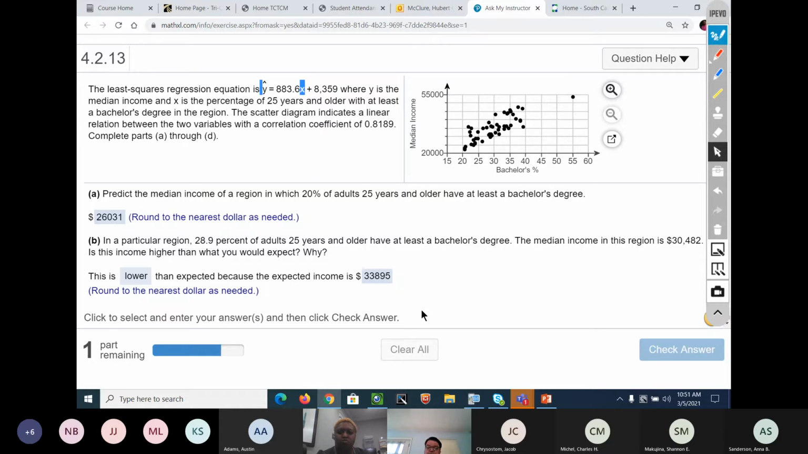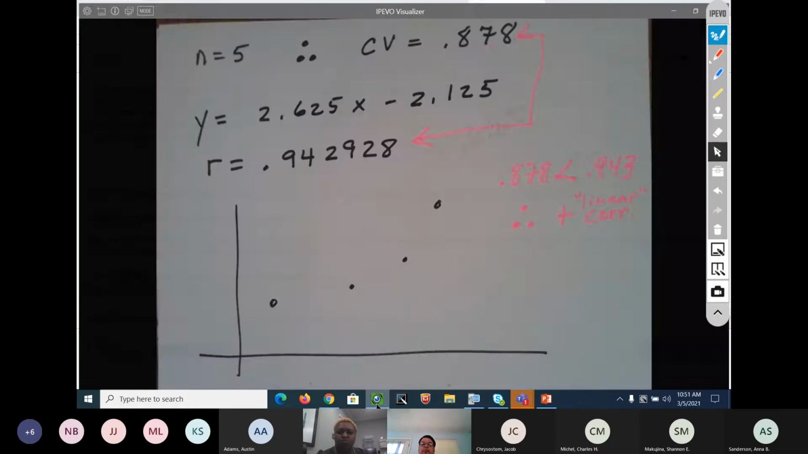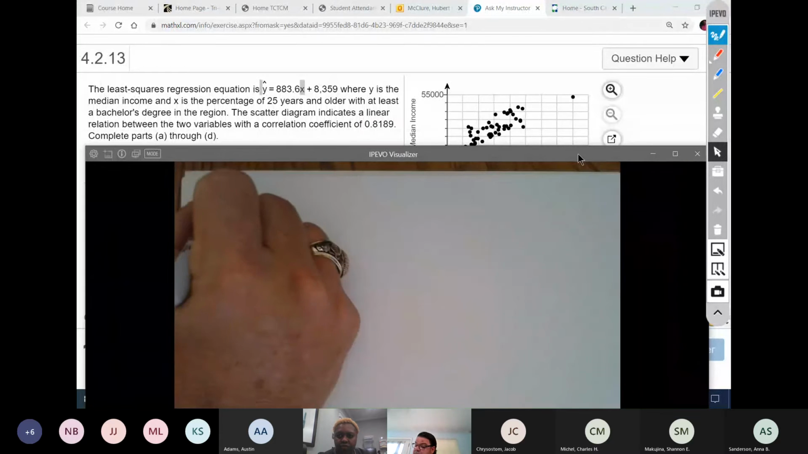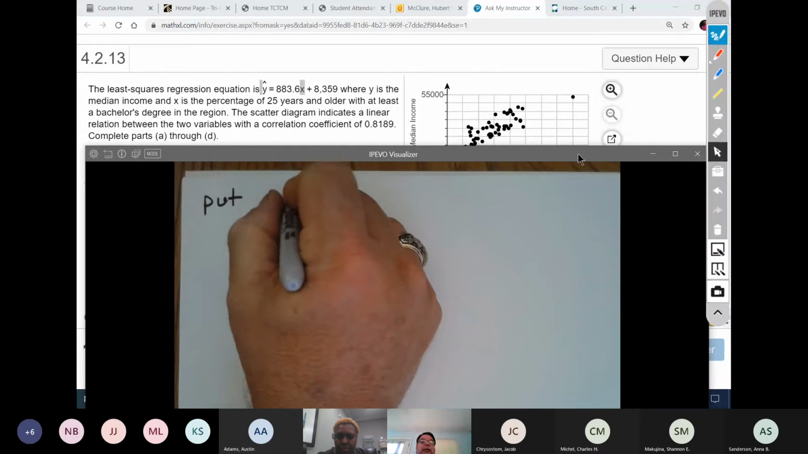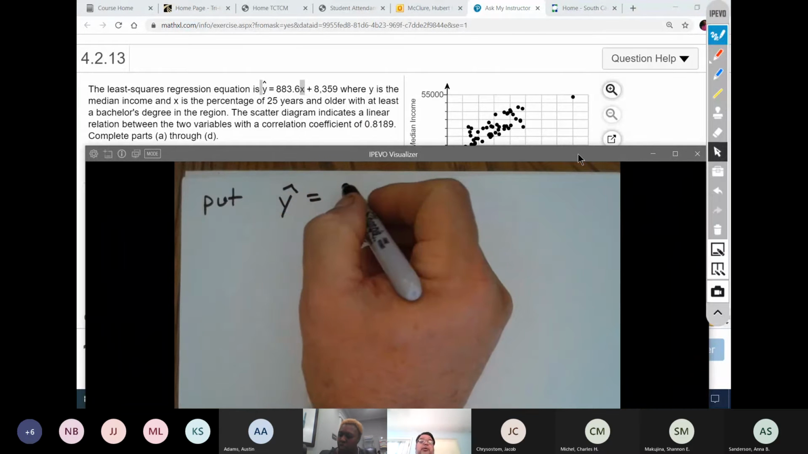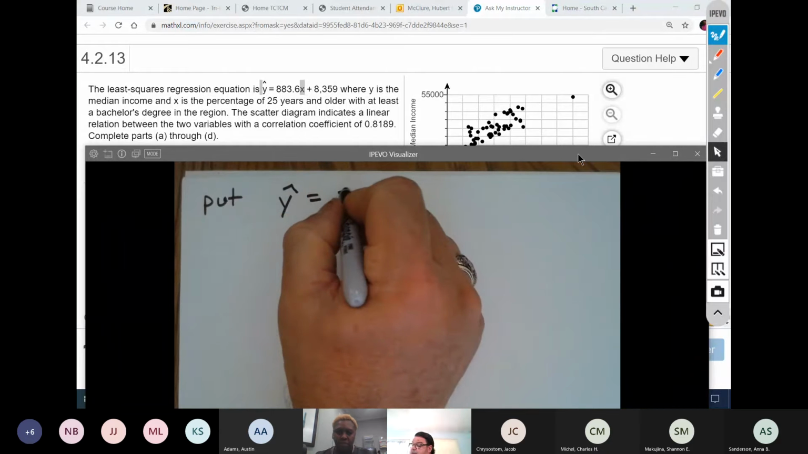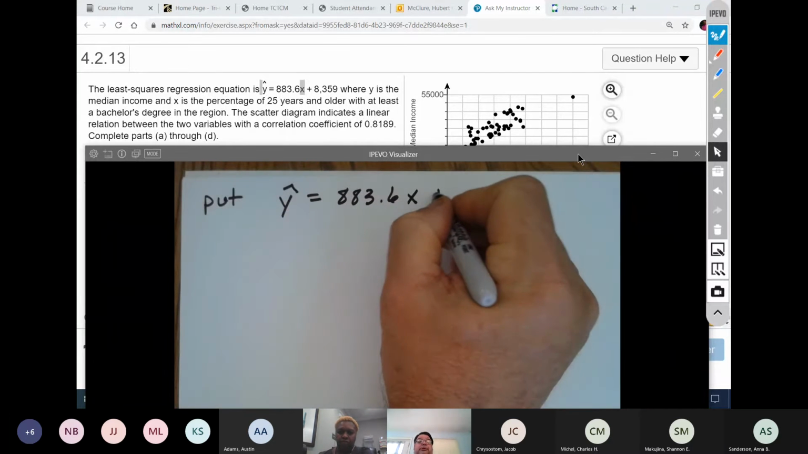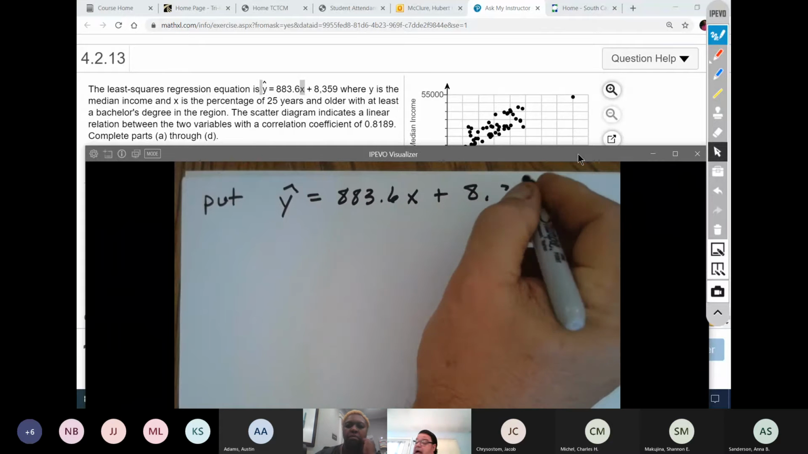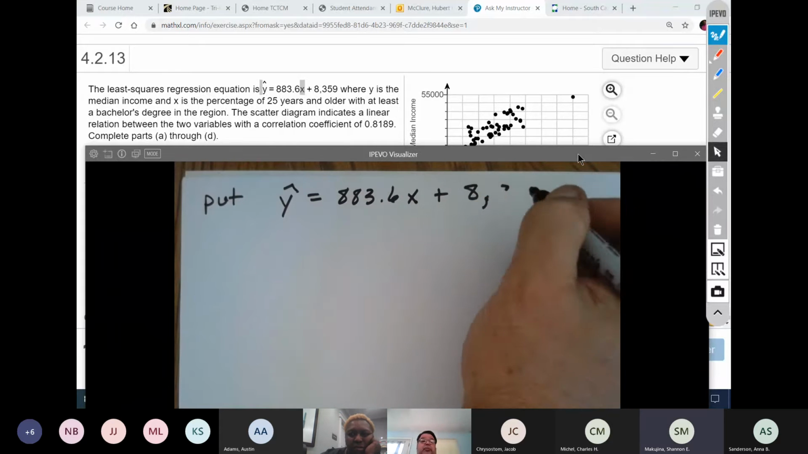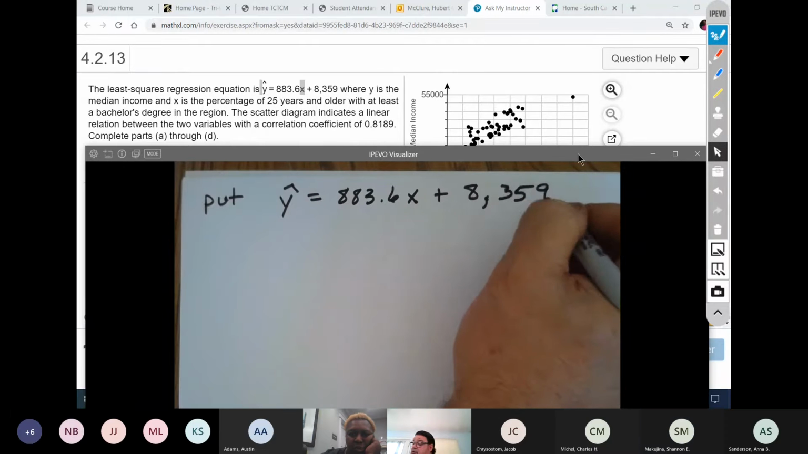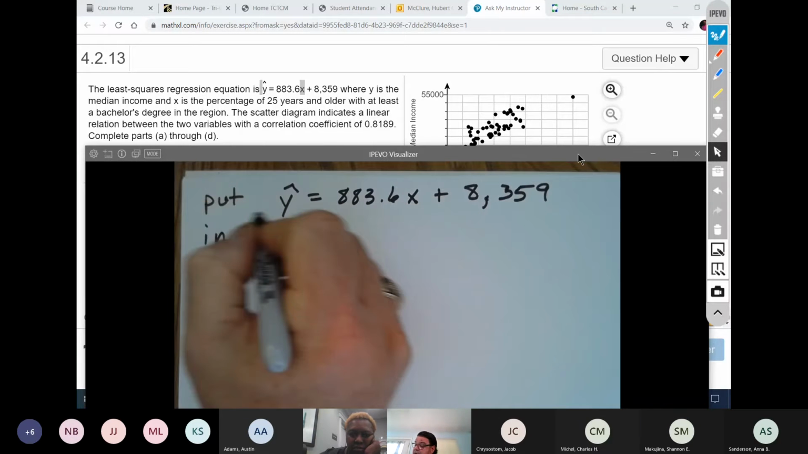First thing you're going to do on this question is you're going to type y is equal to 883.6x plus 8,359, and that comma is not a point, in your calculator and graph.